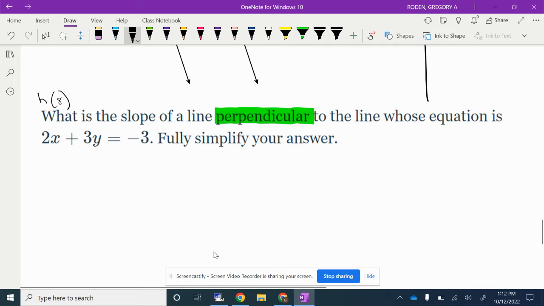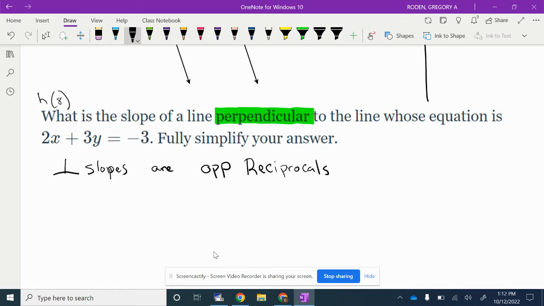Very good. So guys, remember, and you might want to write this down for notes, perpendicular slopes are opposite reciprocals of each other, right? So you change sign and flip. That's kind of how we'd say it in everyday language. Change sign and flip. So that's the key to perpendicular slopes. You guys understand that? Change sign and flip.